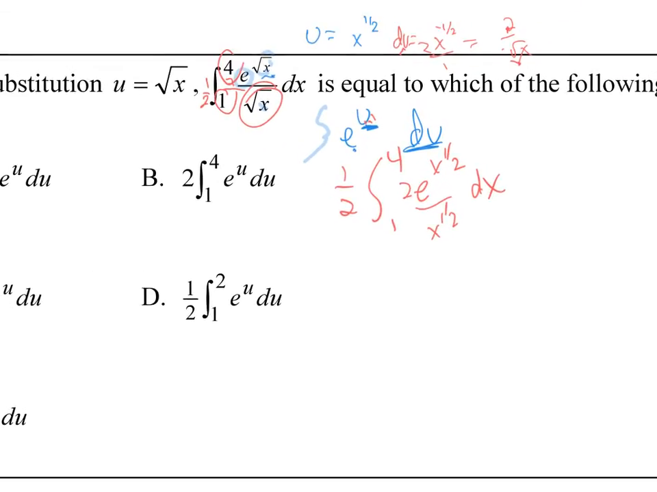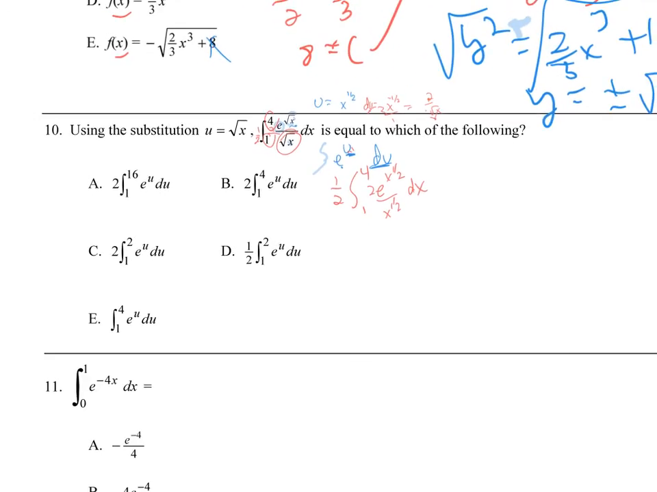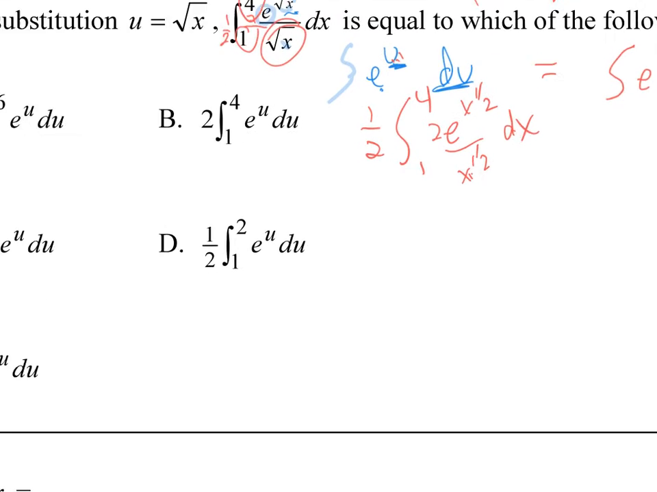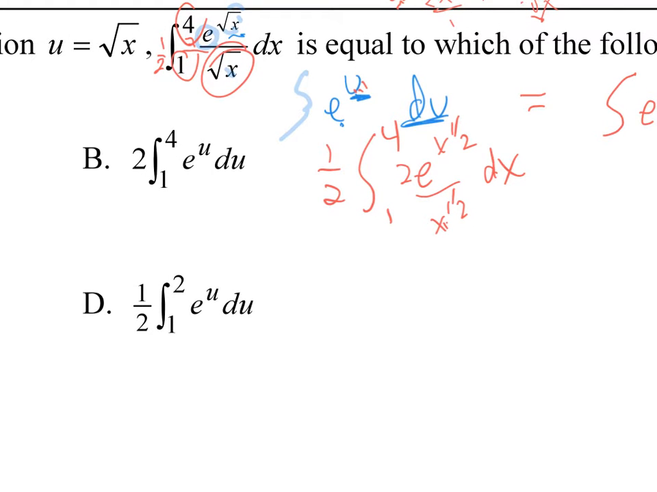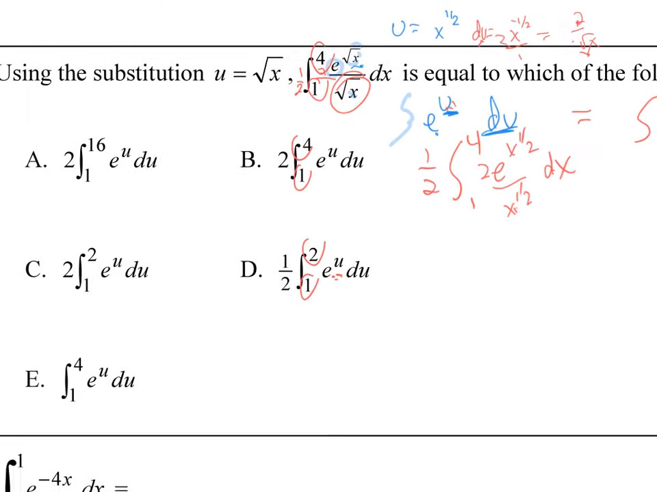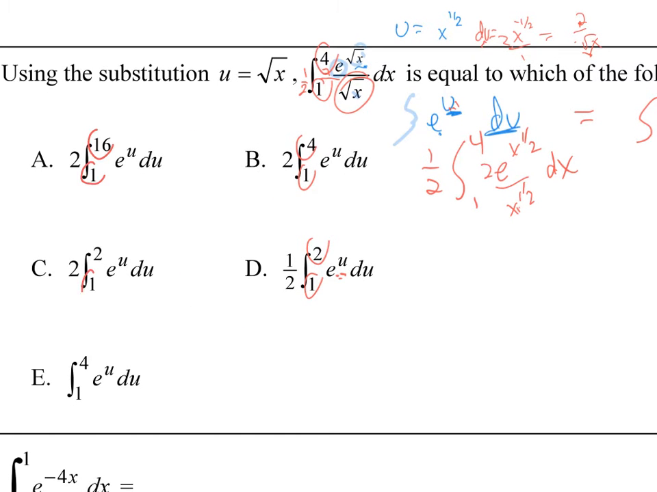Okay? So what he did, pay attention here, guys, is he didn't convert back to x's. He left it with u's. He left it with e to the u du. What he's testing you on is, if I leave it in u's, do my limits change? Do my limits change? That's what he's testing you on. And of course, if you leave it in u's, yes, they do.